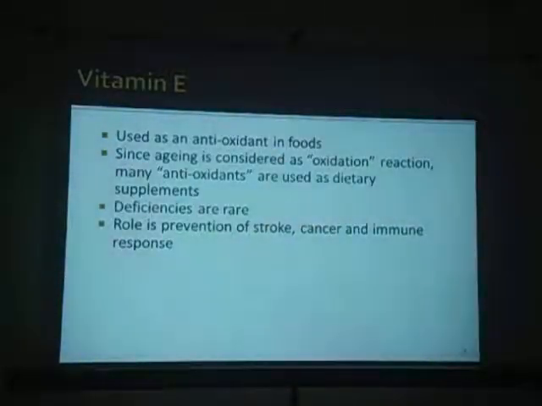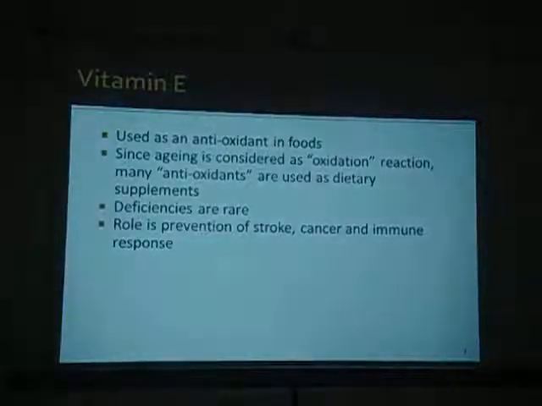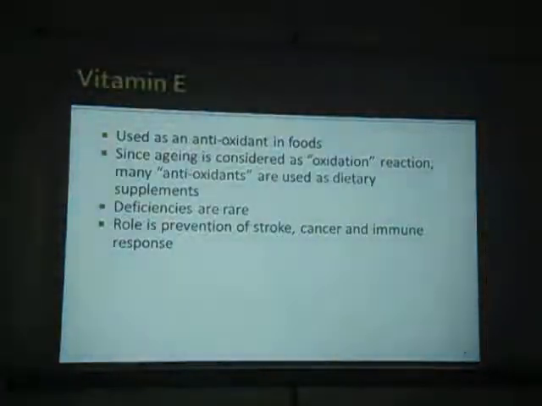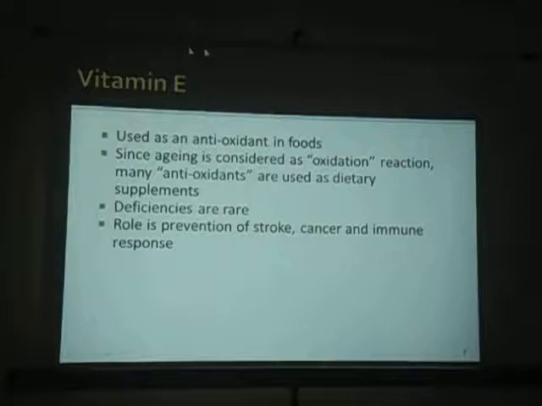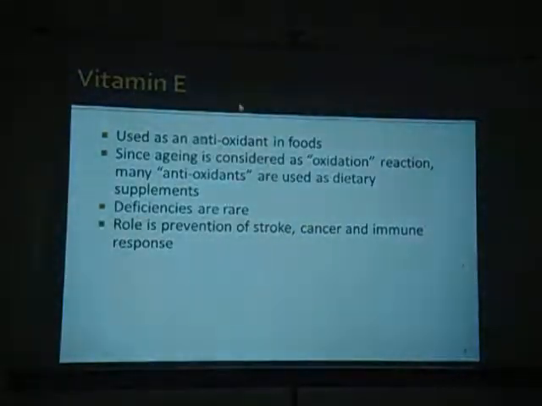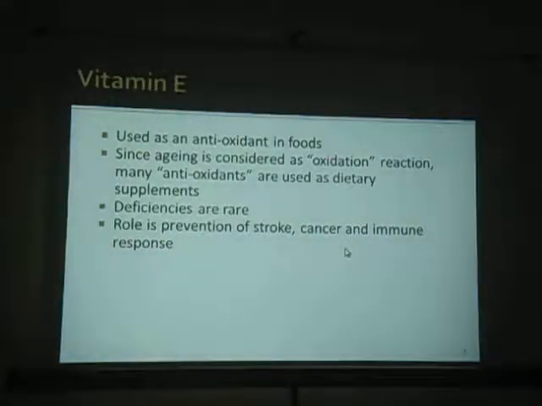Vitamin E, it is tocopherol. It is an antioxidant present in the food. Vitamin D 400 mg supplementation is also given for aged patients and menopausal patients. We can give this drug. Since aging is considered as an oxidative reaction, many antioxidants and preparations of this vitamin E are used as a supplementation. And the deficiency of vitamin E leading to disease is rare, but vitamin D supplementation can help in recovery of the patient from stroke, cancer and immune response diseases, chronic granulomatous diseases.